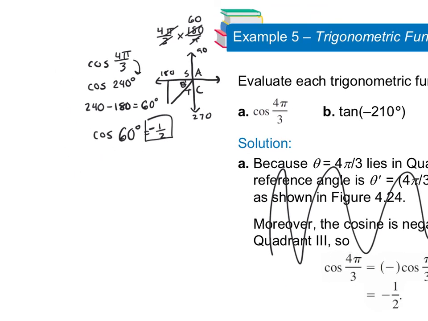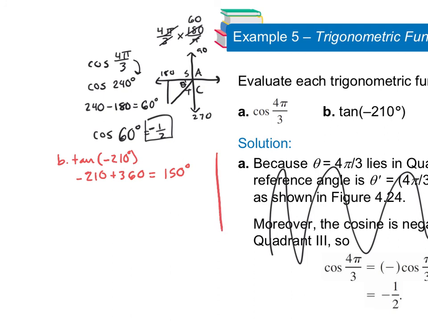Next, let's look at B. So we need to find the tan of negative 210. So first thing we want to do is find the coterminal angle. So we need to add 360 to negative 210. So negative 210 plus 360, which would be 150.